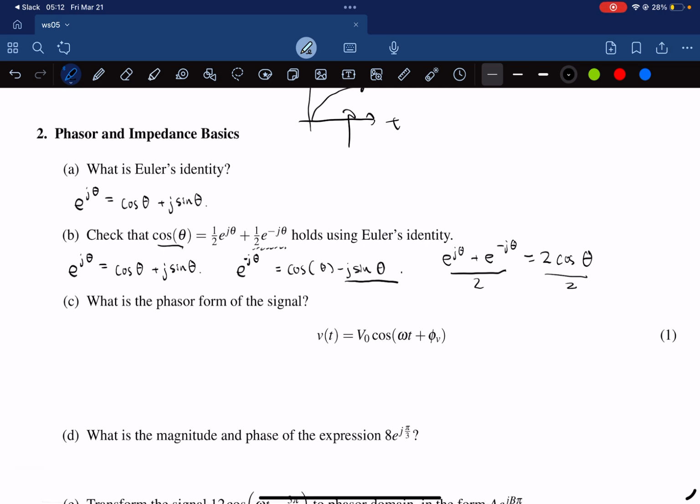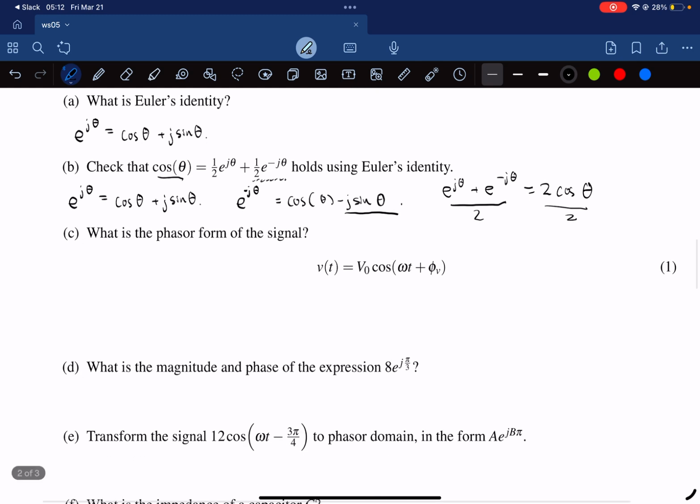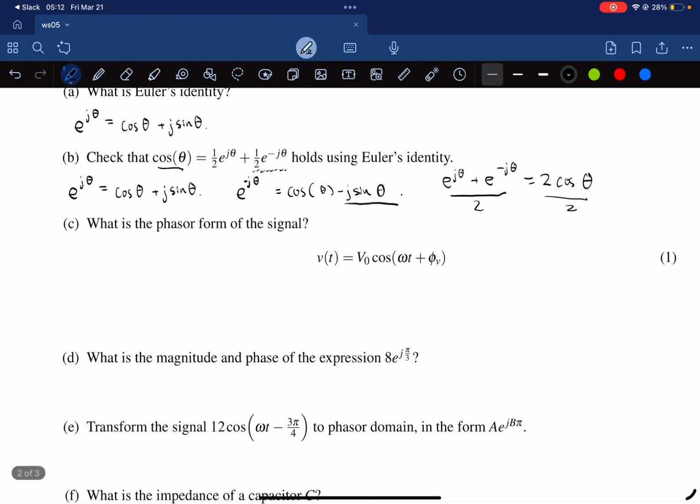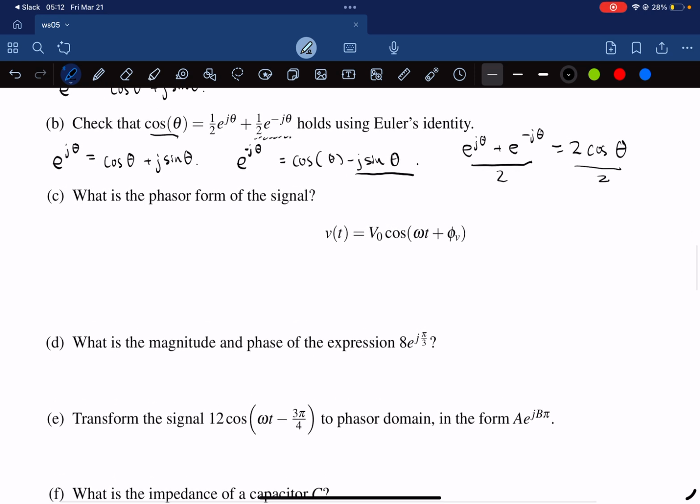Okay, the next problem: what is the phasor form of the signal v of t equals V0 cosine of omega t plus phi sub v? From lecture, perhaps, we can just write this equation down. How we're going to define the phasor is V, and we're going to use the squiggly on top. It's just notation, right? It's going to be equal to V0 times e to the j times phi sub v.